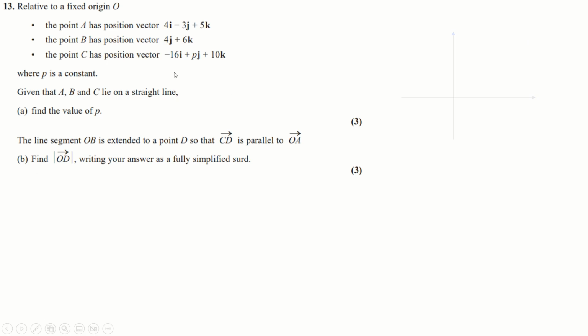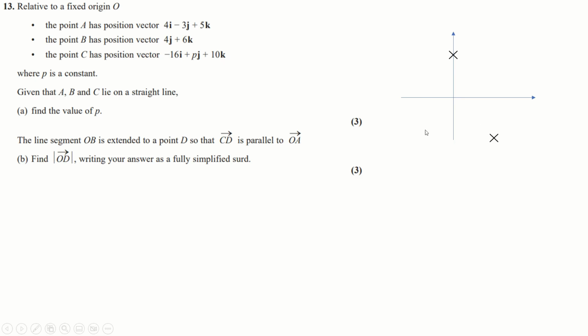13 then is a vectors question. I was pretty bored at this point in the paper, so I decided to draw this. What I decided was if these 3 vectors are on a straight line in 3D, then they must be on a straight line in 2D. So I just literally ignored the k's, literally crossed them out. I said this is position 4, minus 3, which is down here somewhere. This is position, starts with a 0i, look, so it's 0i 4j, so 0i 4j is up there. And this is the position vector minus 16 plus pj.